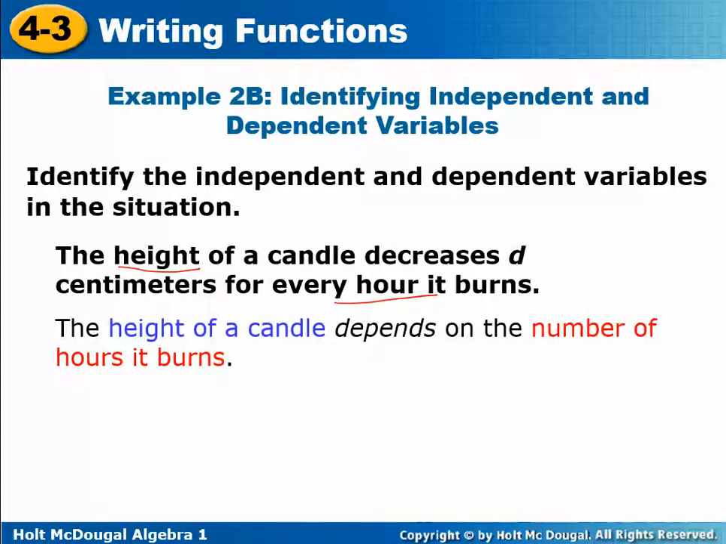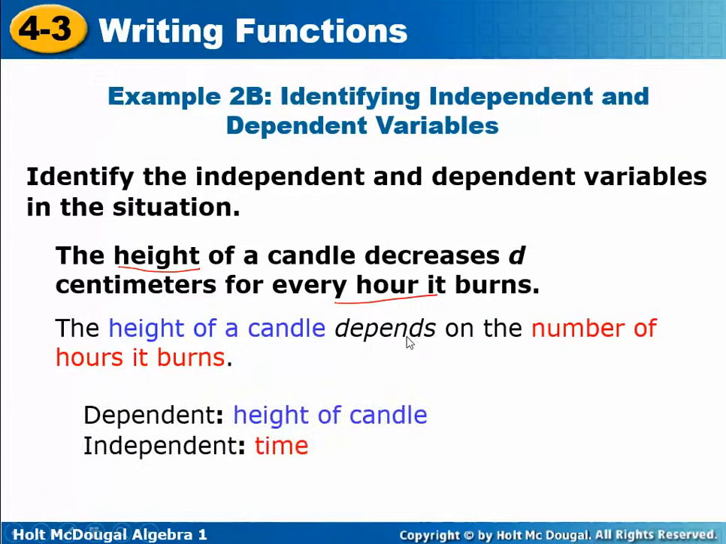So the dependent is height of a candle, the independent is time. If you have time, hours, minutes in a problem, that's almost always going to be the independent variable because time doesn't depend on anything. Time just keeps marching along. So if you're in doubt, put time as the independent and see if that makes sense. It usually will.